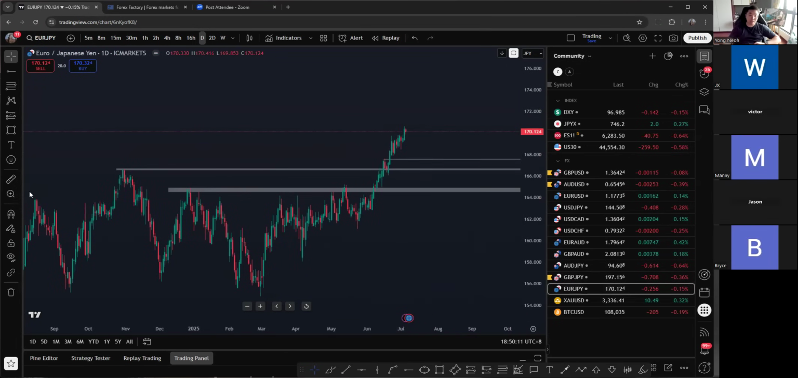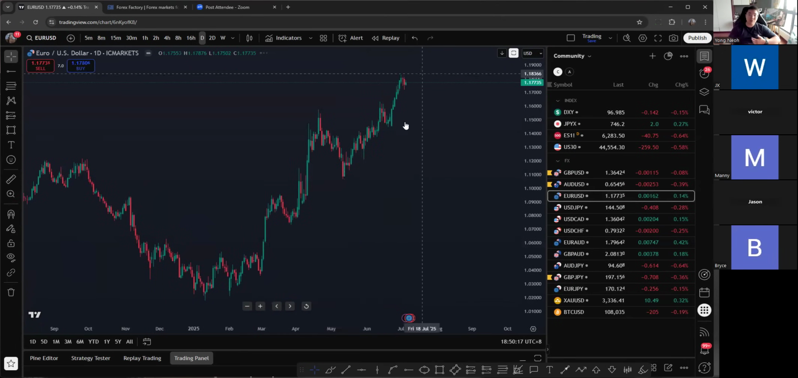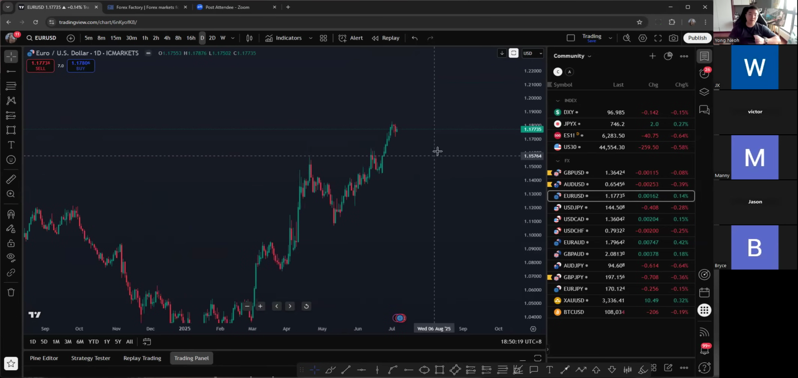So back to Manny, when you see euro yen being the strongest, and at the same time euro dollar just keeps pushing higher, try not to short it. Make sense, Manny? This is a very, very easy filter. You pretty much can avoid the loss by simply assessing different pairs.